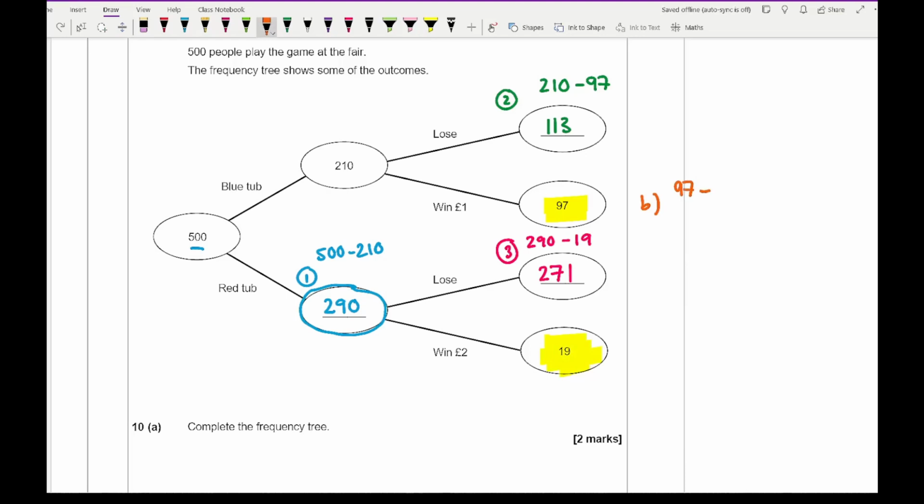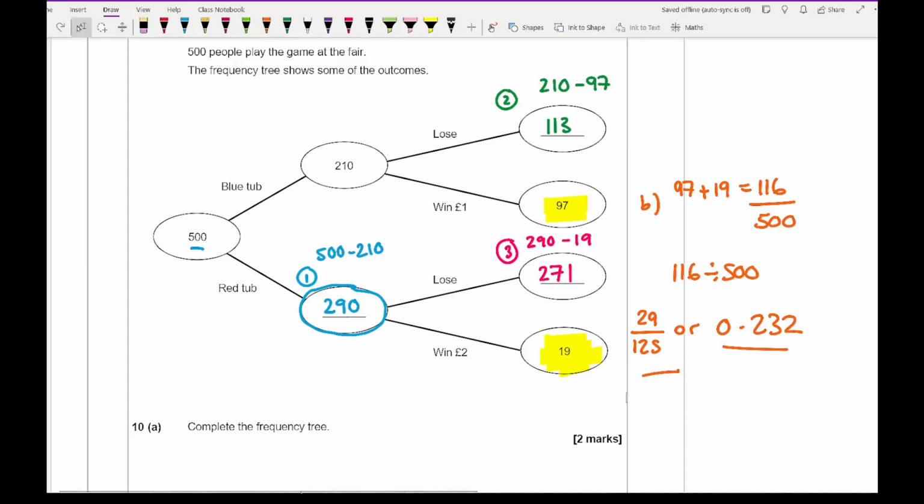So for part B, what we then do is add those numbers up. So we've got 97 plus 19, which gives me an answer of 116. We divide that by how many players there were in total, which is 500. So if I type in 116 divided by 500, I could either give my answer as a decimal or as a fraction. It's entirely up to you which one we go for. As a fraction, it's going to be 29 over 125 simplified, or as a decimal, 0.232.